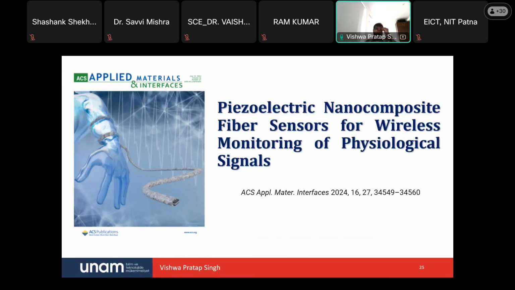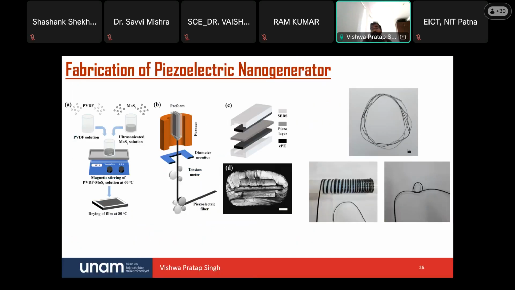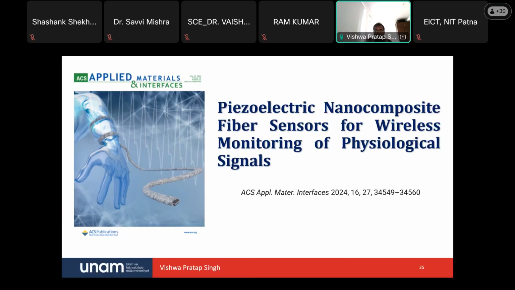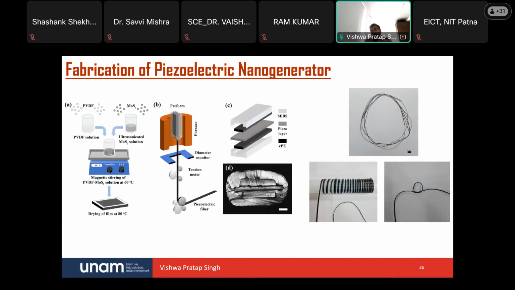And then there is another fiber we developed, the piezoelectric nanocomposite fiber sensor for wireless monitoring of physiological signals. The previous paper has been published in ACS Applied Materials & Interfaces, and this paper has also been published from our lab. And I will describe this. The previous structure was very different, like it was a coaxial core, and it was a TENG device. But here I am describing the next one, a piezoelectric nanogenerator.